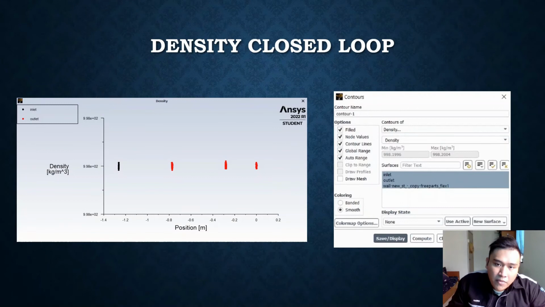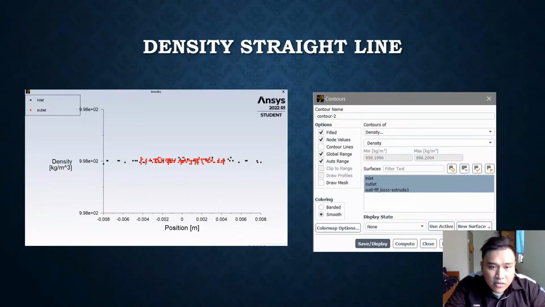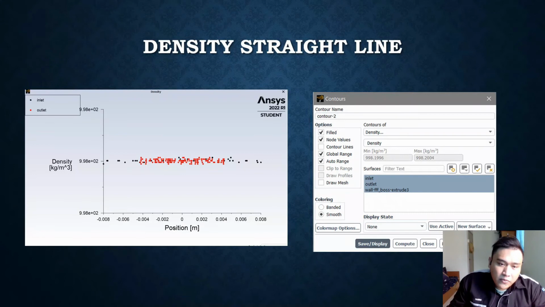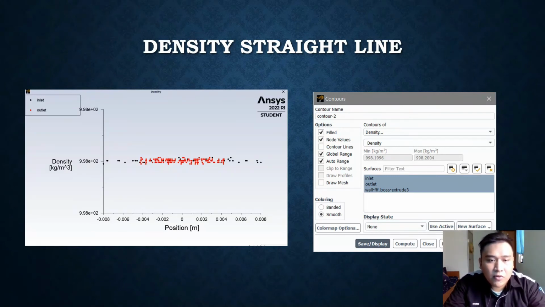998.2004. The minimum is 998.1996. Okay, for the density for the straight line, the maximum of the density is almost the same as the closed loop, 998.004, and the minimum is 998.1996. And as we can observe from the graph, the density of the water for the straight line is almost the same, because the water flows in a straight line.